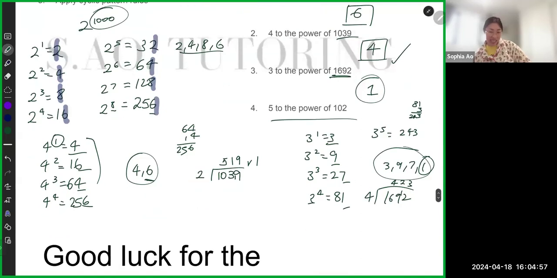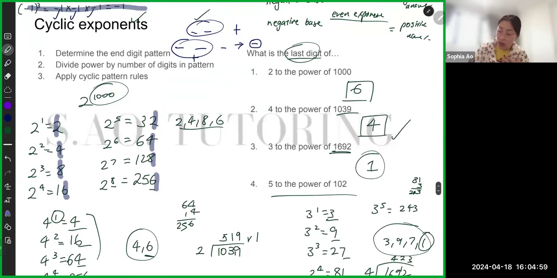Now, 5 is actually a really easy one, and I'll show everyone why. 5 to the power of 1 is 5. 5 to the power of 2 is 25. 5 to the power of 3 is 125. You can see the pattern. It is always 5, so we can just answer 5 over here.